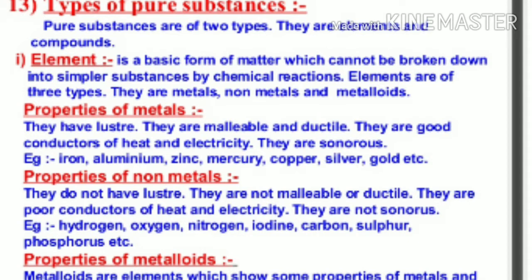So what is meant by metalloids? Metalloids are elements which show some properties of metals and some properties of non-metals. Examples: boron and silicon are the examples of metalloids.